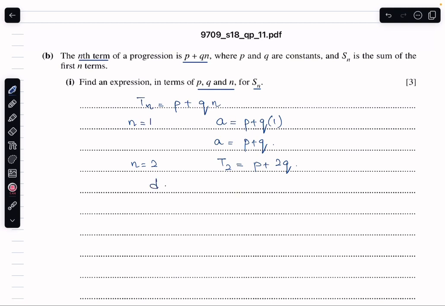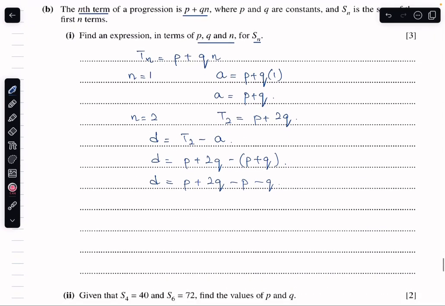That means our common difference can be given as T2 minus the first term, which is a, or I can say it's p plus 2q minus p plus q, or I can say the common difference here is p plus 2q minus p minus q. And here I will be able to get my common difference in terms of q, which is just going to be a q value here.